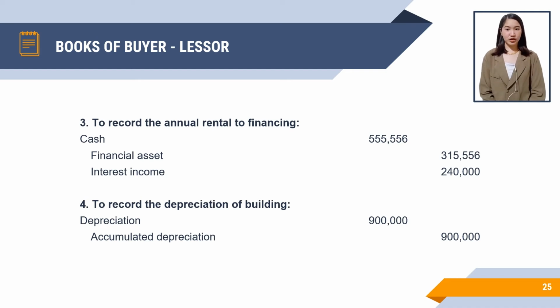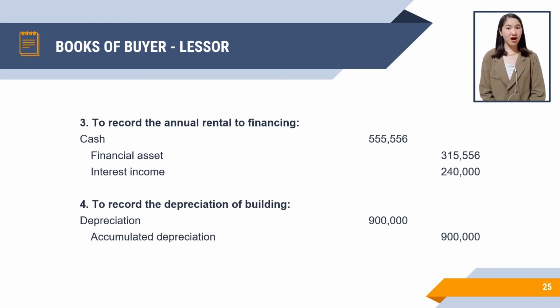The next transaction is the annual rental related to financing. So, ito naman yung portion from the total rent receivable na allocated to the financial asset. In here, we have the debit cash, 555,556, and credit, financial asset, na 315,556, and interest income, 240,000. The amount of the financial asset serves as the principal, then the interest income, of course, galing siya sa 12% interest ng financial asset. Later, pag pinakita ko na sa inyo yung table of amortization related to financial asset, mas maintindihan natin kung paano nga ba ito nakuha.